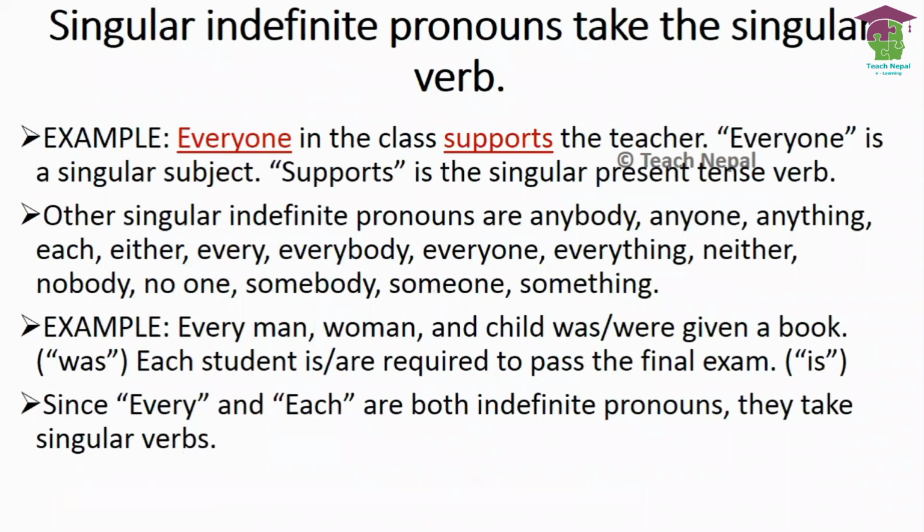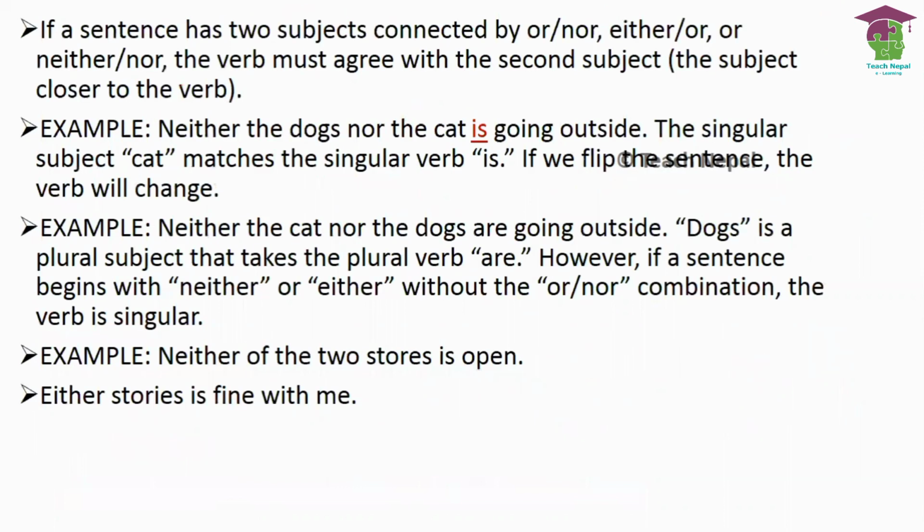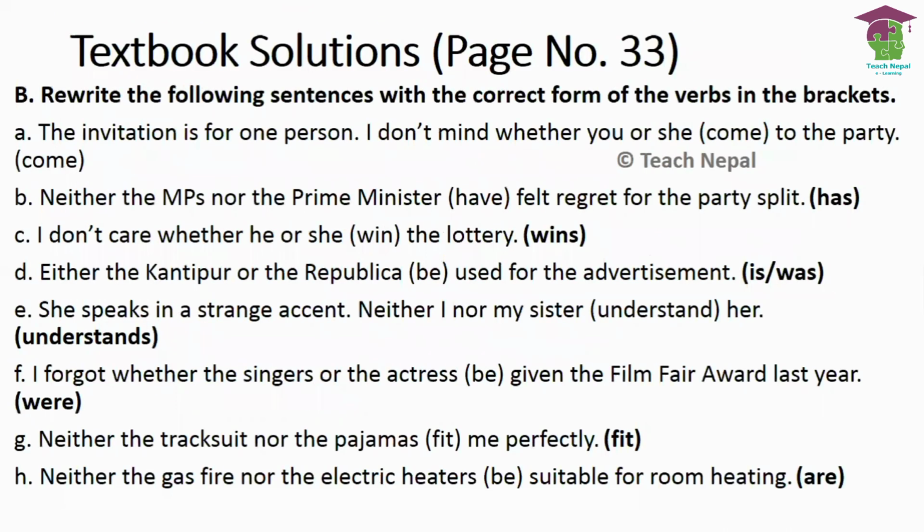All right, there are many other exercises. Singular indefinite pronouns take a singular verb. We have already discussed everyone and everything, somebody, someone; with these things we have to use a singular verb. If a sentence has two subjects connected by or, neither nor, this is what we have discussed: we have to use the verb that agrees with the second subject. Now here you have been given the textbook exercises solutions.